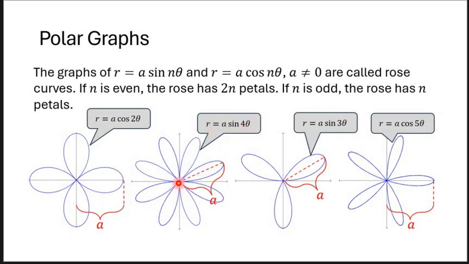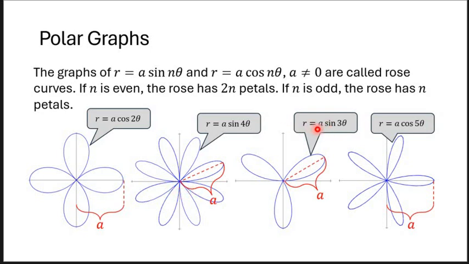Next to it, we have the graph of r equals a times the sine of 4 theta. Once again, the maximum displacement is a. Because it's a sine, though, instead of being symmetric to the polar axis, which this actually is, but it's also symmetric to the line theta equals pi over 4. And because n is equal to 4 and it's even, there's going to be 2 times 4 or 8 petals. 1, 2, 3, 4, 5, 6, 7, 8.